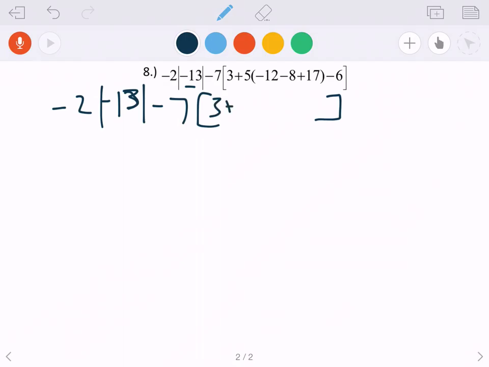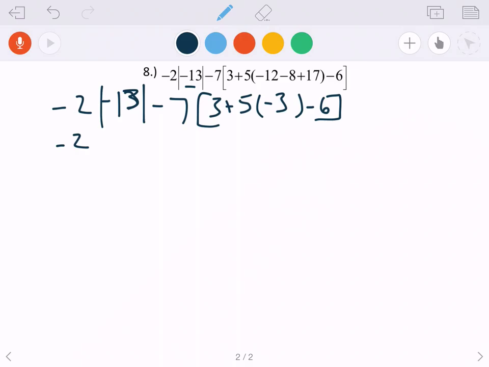So I'm going to have 3 plus 5, and in those parentheses, I have 12 minus 8 plus 17. 12 minus 8 is negative 20, and then negative 20 plus 17 is going to be negative 3. For the sake of space, I combined two things there.